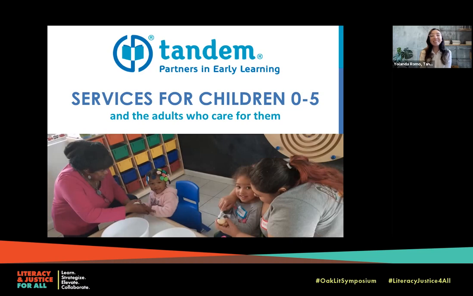Before we jump into our content today, I do want to share a little bit about our organization. Tandem Partners in Early Learning is a Bay Area nonprofit working at the intersection of social justice and early childhood education. Because partnership is at our core, we work alongside school districts, early childhood education agencies, and community-based organizations to co-create equitable, high-quality early learning experiences. We do this across our 3 program areas. We have Story Cycles, our school to home book sharing program.